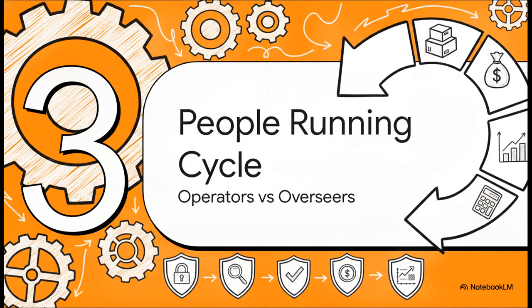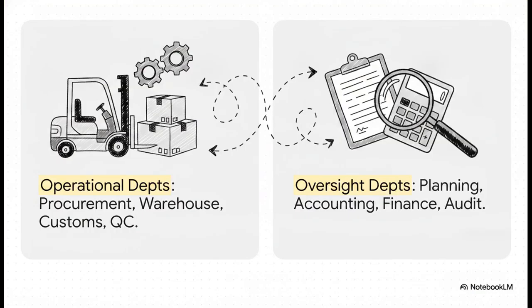Up next is part 3, the people running the cycle, operators versus overseers. Now, a cycle is really only as reliable as the departments that run it. So let's identify the border guards, so to speak, who own each distinct slice of this work. Notice the stark contrast here between the operators and the overseers.